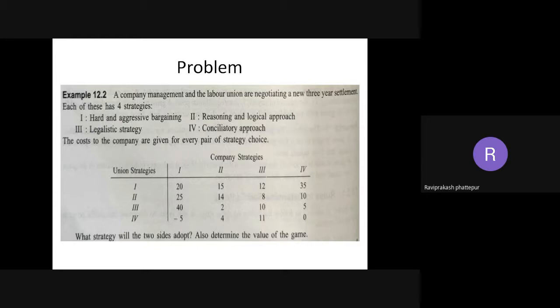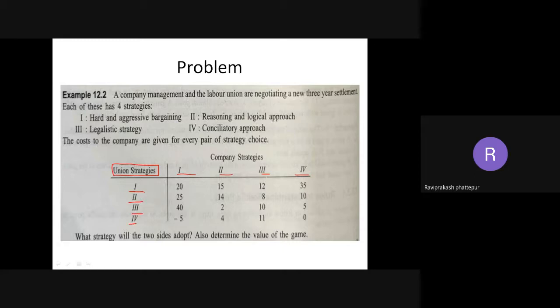So we are taking this particular matrix with respect to union strategies. That means positive means the union strategy is gaining, negative means the company is gaining. So these are the four different ways. Those are four different options for both: 1, 2, 3, and 4 for the company, and 1, 2, 3, and 4 for the union.